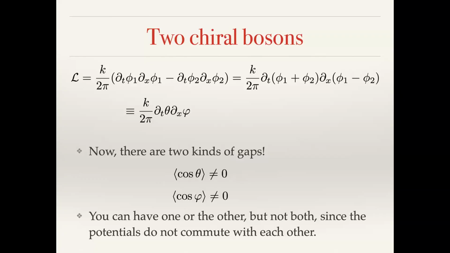And on the other hand, we can also put a cosine of phi term, and this could grow large, right? And you can open up a phi type gap, right? And if you think of the theta and phi fields like in a typical Luttinger liquid with charge and spin, you can think about these as a superconducting gap and a time reversal breaking gap. Okay. So you can have one or the other, but phi and theta are conjugate, so you can't have both.